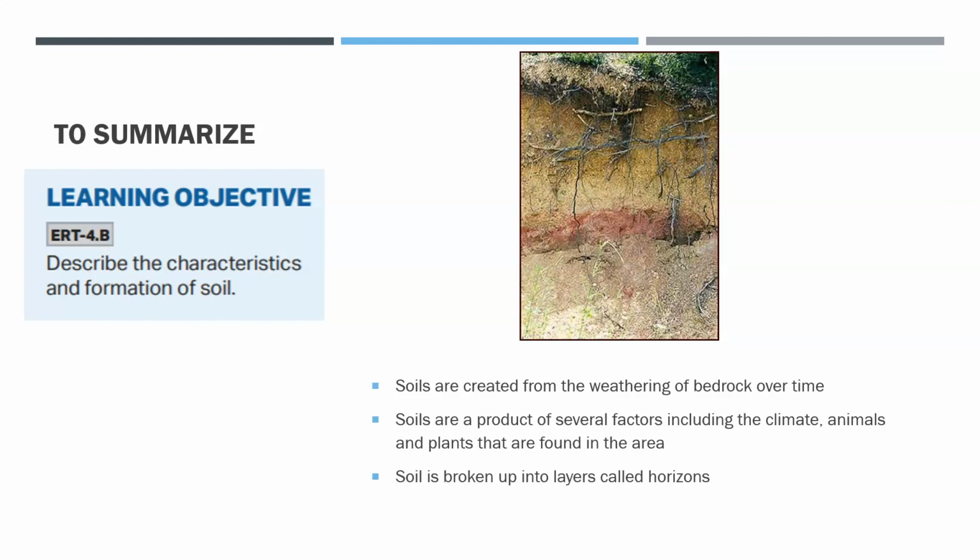So to summarize, our goal is to describe the characteristics and the formation of soil. Today we learned that soils are created from the weathering of bedrock over time, and that soils are a product of several factors, including the climate, the animals and plants that are found in the area. We've learned about time, the topography, and that soil is broken up into layers called horizons, which we will practice memorizing. And that is your introduction to soils.